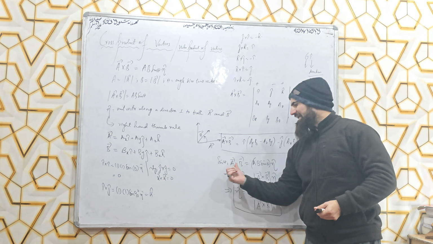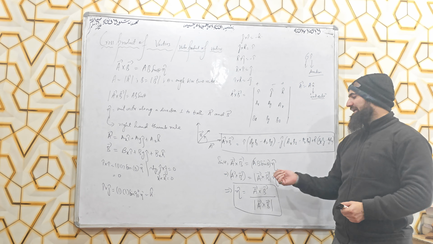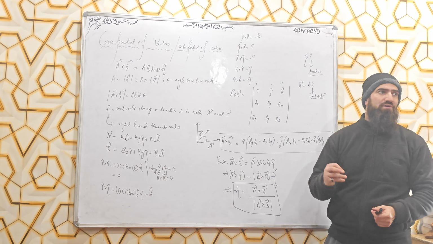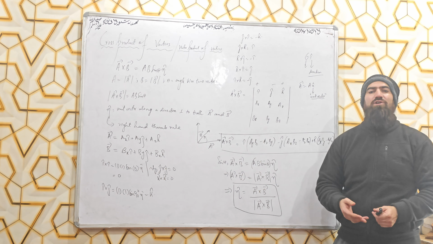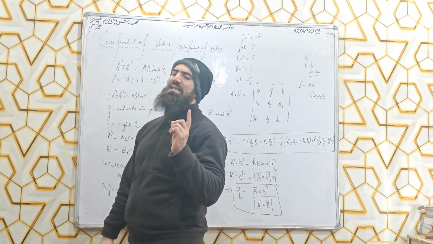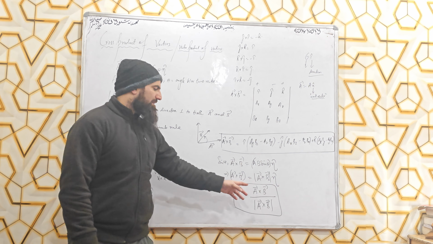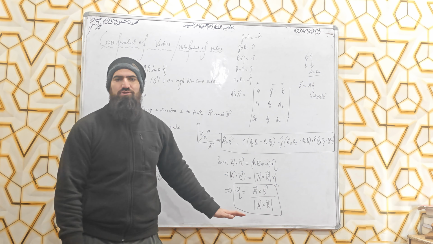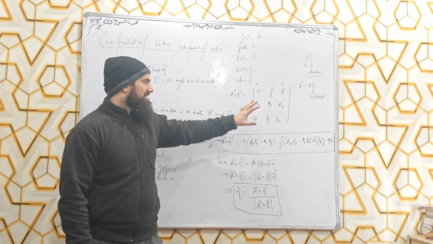Now, since we know that A cross B is equal to AB sine theta n-cap, A cross B is equal to the magnitude of A cross B into n-cap, because AB sine theta is the magnitude of A cross B. So n-cap will be equal to A cross B divided by the magnitude of A cross B. Therefore, if we want to find a unit vector perpendicular to the plane containing A and B, we have to find n-cap. How can n-cap be found? By dividing A cross B by the magnitude of A cross B. How do we obtain the cross product of A and B? By this determinant.